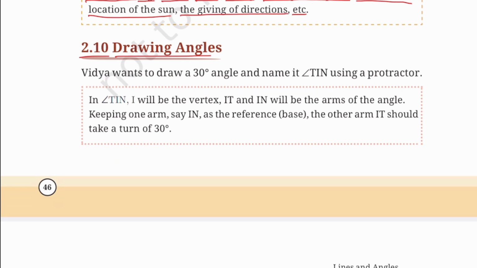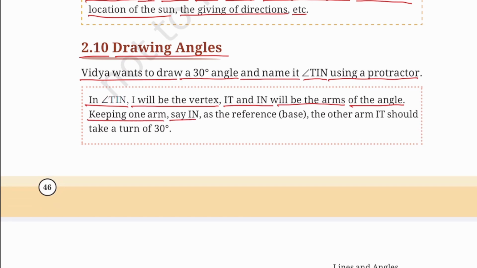2.10 Drawing angles. Vidya wants to draw a 30-degree angle and name it angle TIN using a protractor. In TIN, I will be the vertex, IT and IN will be the arms of the angle. Keeping one arm, say IN, as the reference, that is the base, the other arm, IT, should take a turn of 30 degrees.